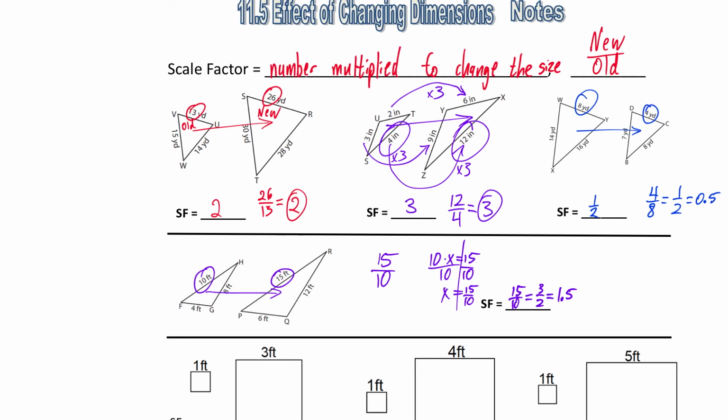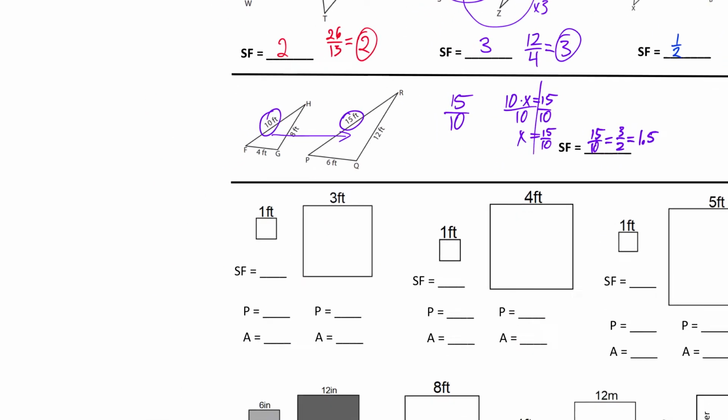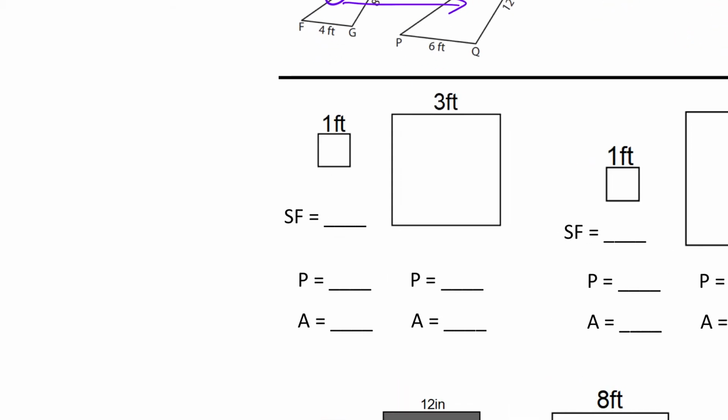Okay, so that's just a reminder of what scale factor is, because we're going to definitely need that. All right, that's part of what we're going to need today. Okay, so on this one, going from this square to this square. First of all, what's the scale factor from here to here? 3. Again, remember the scale factor is just what you multiply by. 1 times 3 is 3. Or if you put new over old, 3 over 1, that's just 3.